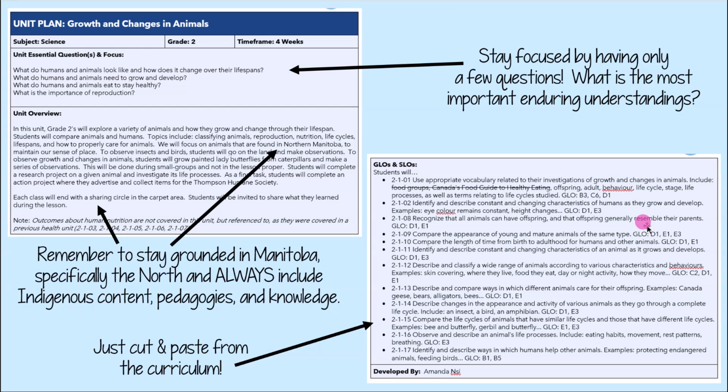The other thing I want to point out is the fact that I'm ending every class with a sharing circle in the carpet area. This is not Indigenous content. This is not an Indigenous topic. This is how I am including Indigenous pedagogy. So an Indigenous way of teaching, an Indigenous way of sharing thoughts and knowledge. So not everything has to be a topic.